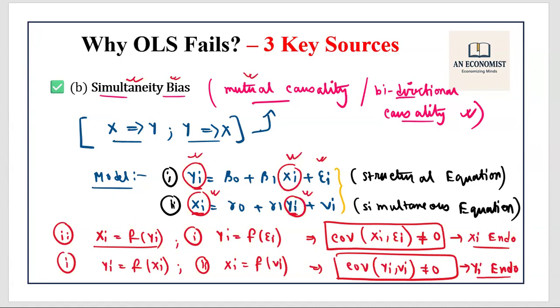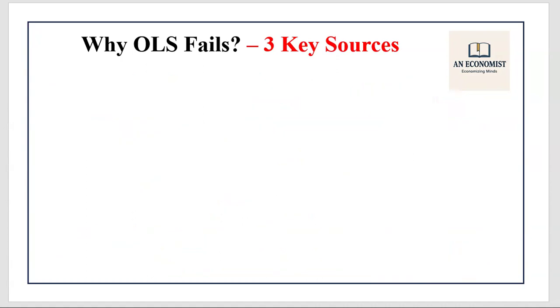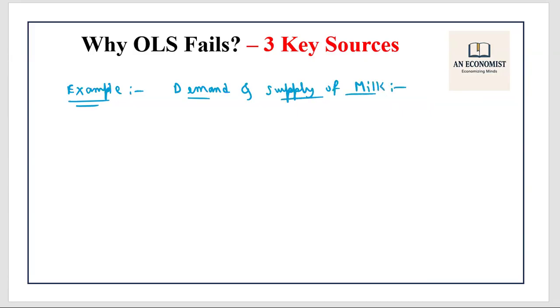This is the second thing. Let me show you an example for this. The simplest example that you can take is the demand supply example. Suppose I consider demand and supply of some product, say milk. You can take anything, I'm just giving an example. Suppose I consider demand and supply of milk. Let us start with the demand equation. Suppose the demand equation is this.